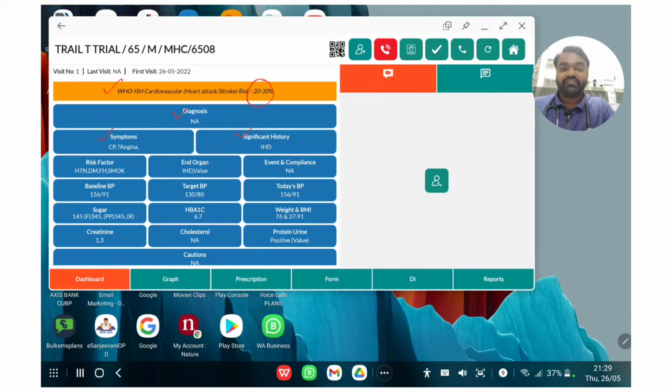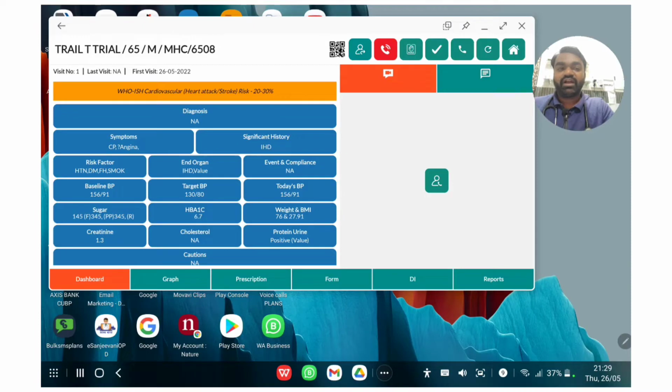If you remember, I gave the history of heart attack, and hence the IHD has come over here. If you remember, in my previous video we gave the history of hypertension, diabetes, family history, and smoking. So all this comes as risk factors over here.